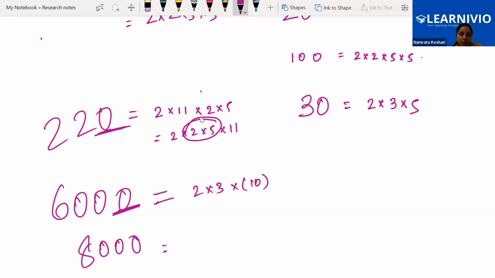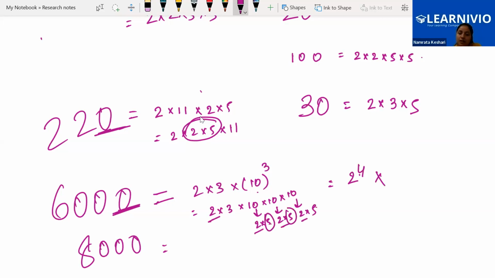6 into 10 to the power 3, which can be written as 10 into 10 into 10. Each 10 will give 2 into 5. So we can write it as 2, 2, 2, 2, so 4 2s we are having. How many 5s we are having? 1, 2, 3, so 3 5s, and 1 3 we are also having. So can you see there is a combination of 2 and 5?